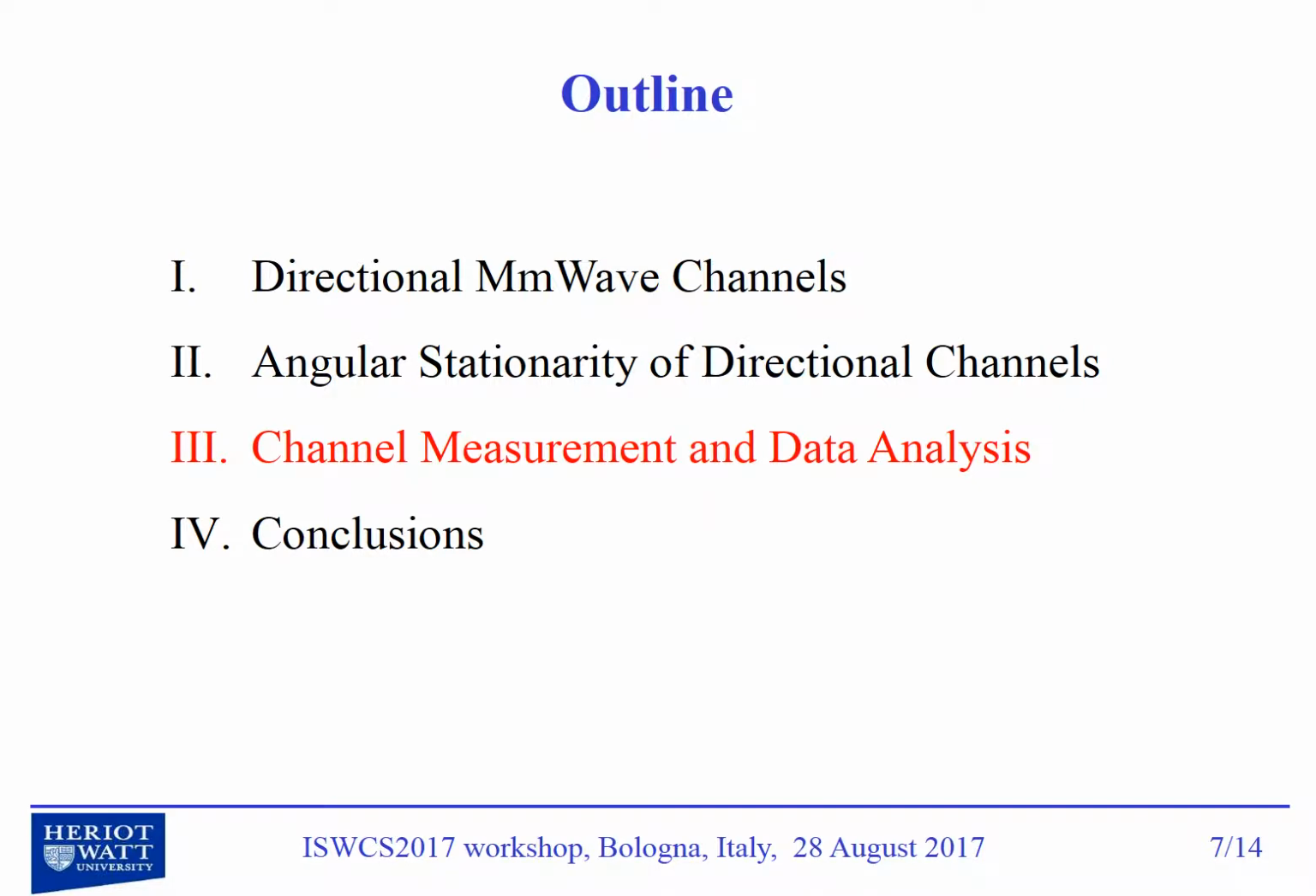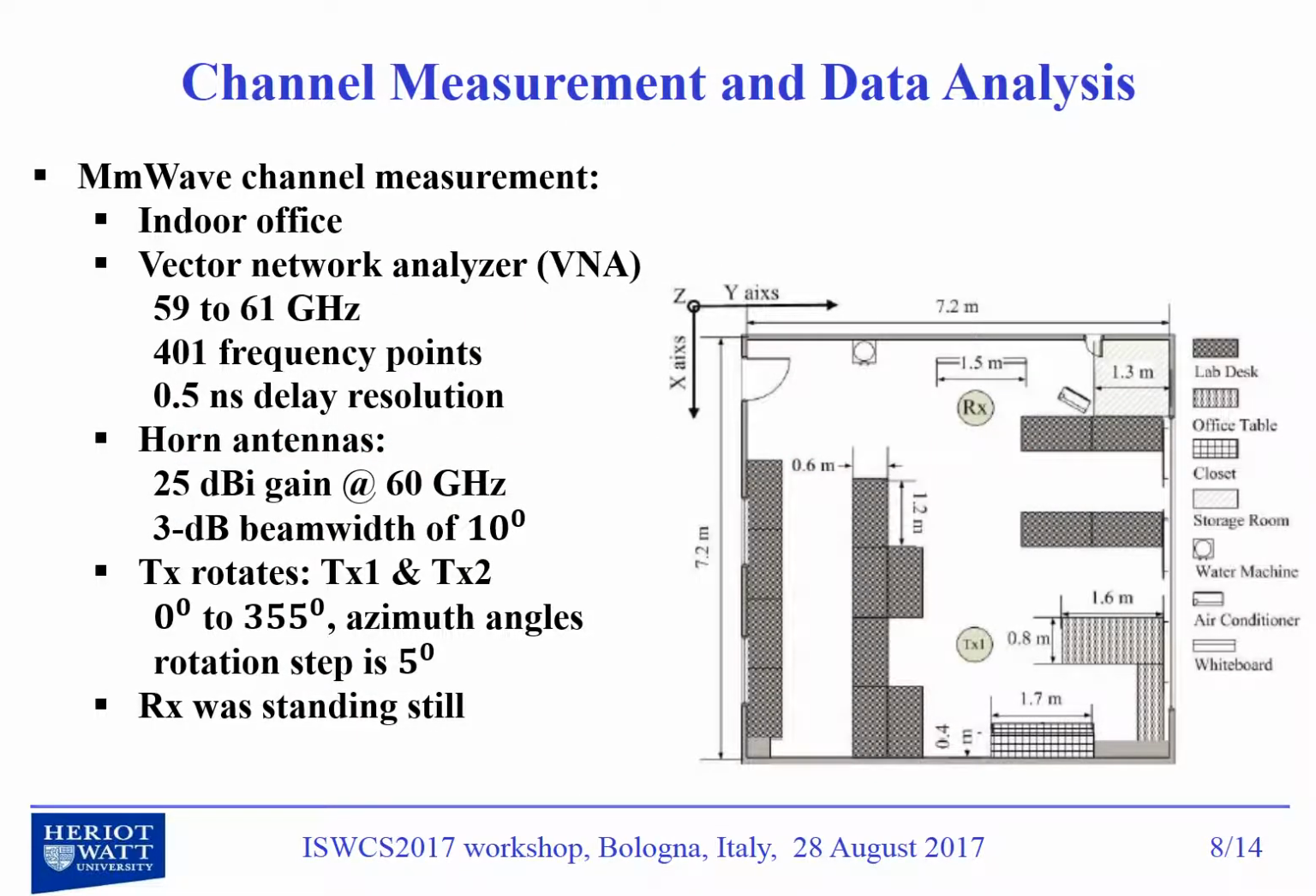In this part, I will show some results about the angular stationarity studies of a channel environment. We have measured a channel in an indoor office environment. Both TX and RX are using 25 dBi gain horn antennas, working at 60 GHz. The 3 dB beam width is 10 degrees. The positions for TX and RX are illustrated in the figure. During the measurement, TX rotates the horn antenna from 0 degrees to 355 degrees in azimuth angles, while the RX horn antenna was held still, pointing to the TX all the time.